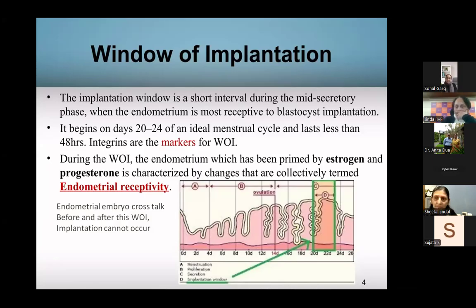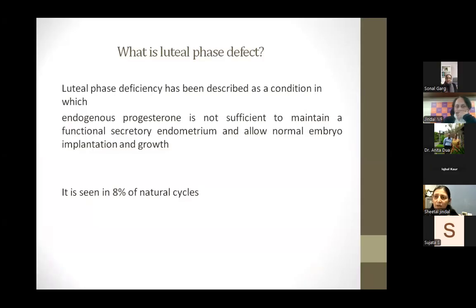So now coming straight away to what is luteal phase defect. Luteal phase deficiency is a condition in which the endogenous progesterone is not sufficient to maintain a functional secretory endometrium and allow normal embryo implantation and growth. It is seen in 8 to 10% of the natural cycles also.